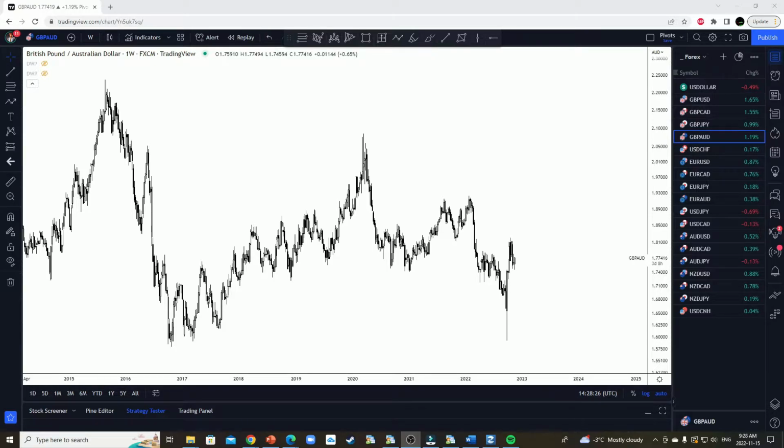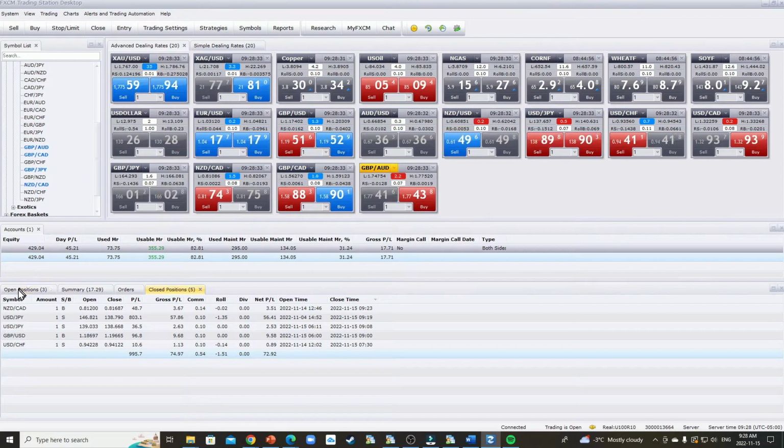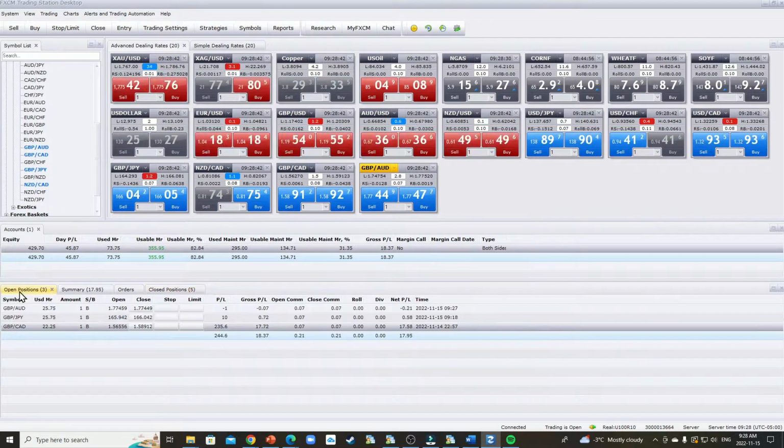All right, so I'm seeing opportunities in the pound right now, because I think it's going to strengthen versus its peers. And I got out of all my positions that had to do with the US dollar for the time being. So these are the results for the trades that I closed today. And I just opened a pound Australian.